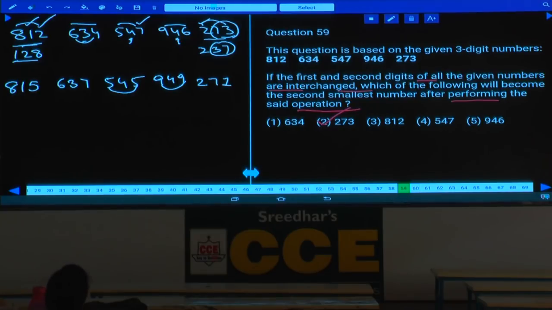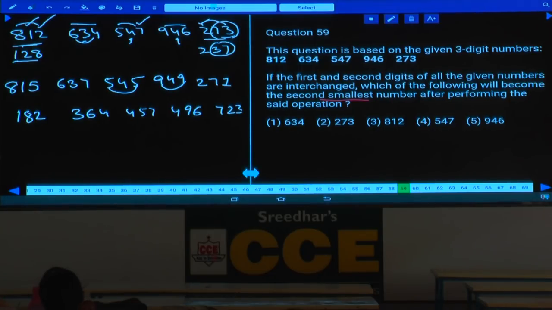Then question number 59, the first and the second digit of all the given numbers are interchanged. Then which of the following will become the second smallest number after performing the said operation? Now it's a second smallest number. Now first and the second digit of all the given numbers are interchanged. Now by interchanging this one 812, it will be 182. Now 634, this will be 364, and 547, it will be 457, and this will be 496, and this will be 723. These are the 5 numbers.